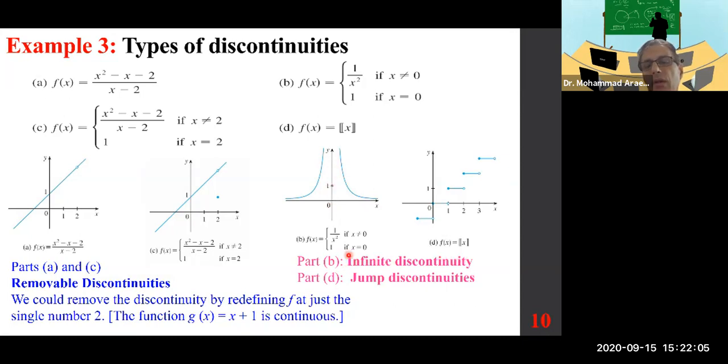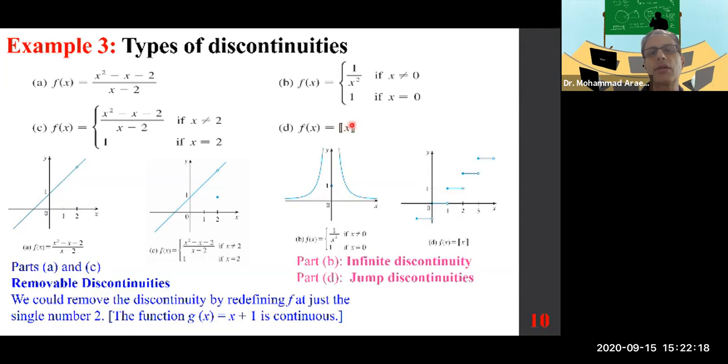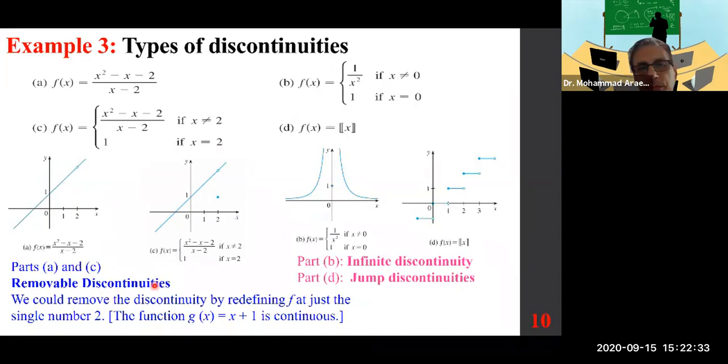Infinite, my apologies, infinite. Basically you have a vertical asymptote. Now this one is a jump. In fact, you have infinitely many jumps, okay? This is the greatest integer function. You have infinitely many jumps. This is a jump. So we could remove the discontinuity in the case of the removable discontinuities by redefining them. And that's the main difference between the 3 types.